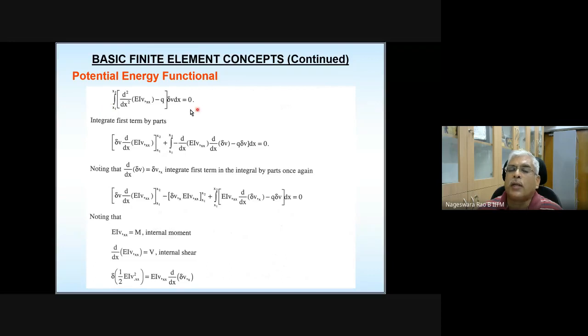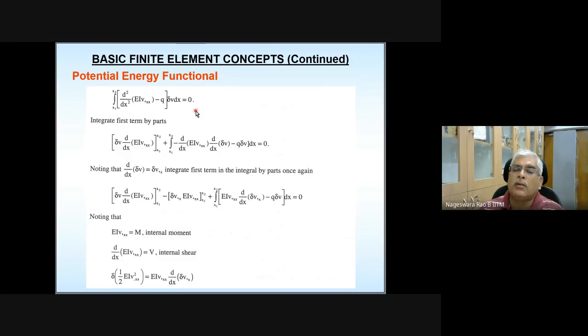And then integration by parts is applied once to reduce the order of differentiation. When you apply integration by parts one time over this first term, it's going to result in 3 terms. And this second term is written as it is. So please take a note of it. If you have any questions, you can raise that at this stage.